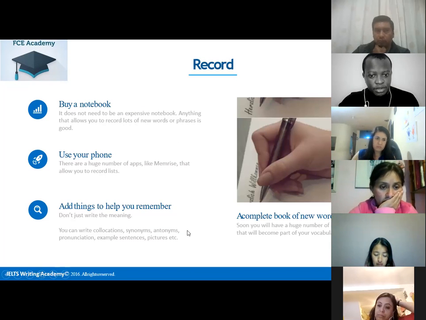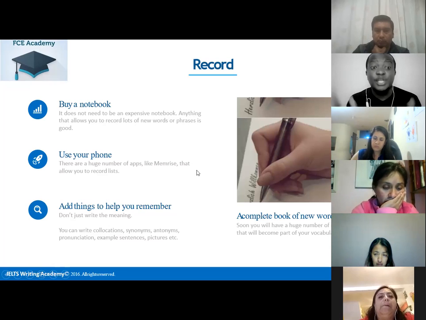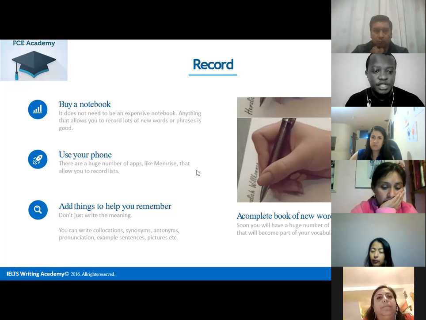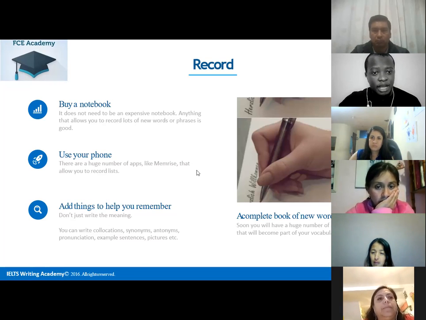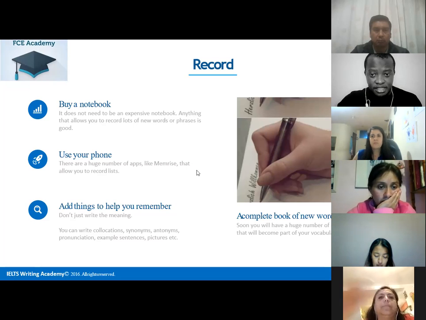When you finish listening, now you need a notebook, a special notebook, other than the notebook that you use here in class. You need a special notebook for vocabulary. Now, what do you use that vocabulary for? By the way, the notebook doesn't have to be very expensive. It just has to have space, okay?